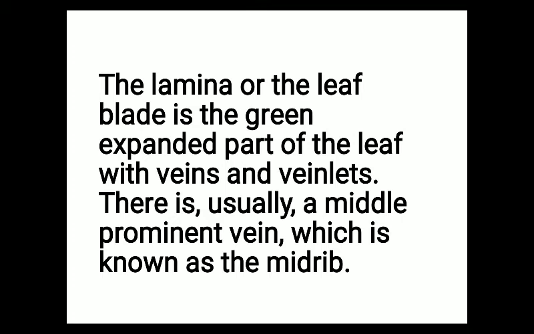And what is the color of this lamina or leaf blade? They are usually green in color, and they are the expanded part of the leaf with veins and veinlets. This lamina possesses veins and veinlets, and there is usually a middle prominent vein which is known as midrib. So how can we define this midrib? The middle prominent vein of leaf is known as midrib.